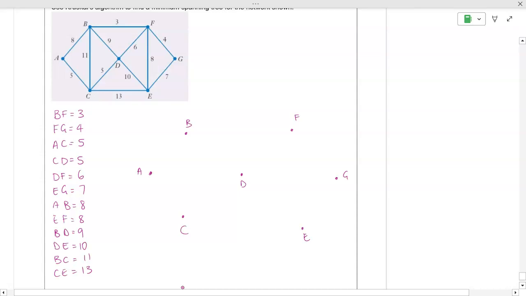Then it says choose the edge with the smallest weight. So we're going from the smallest weight, which is B to F. So I'm going to draw that in there. Okay, so we've done that one. Then we move to the next one. We have F to G, which is 4. So 3, 4. We have A to C. Now it doesn't matter that these don't join in with anything. We have C to D, which is also 5, so we'll use those two.